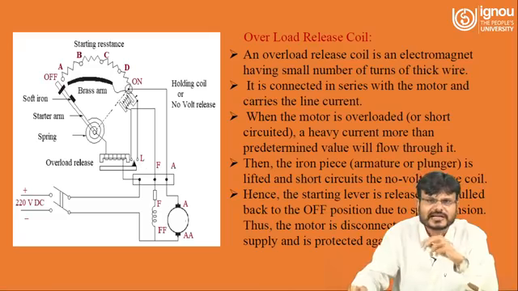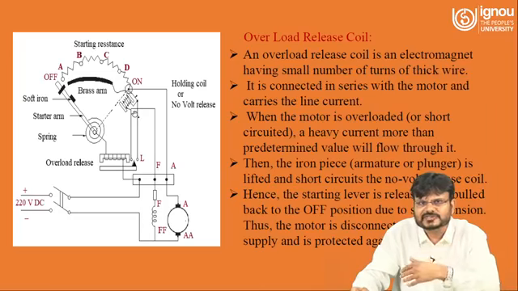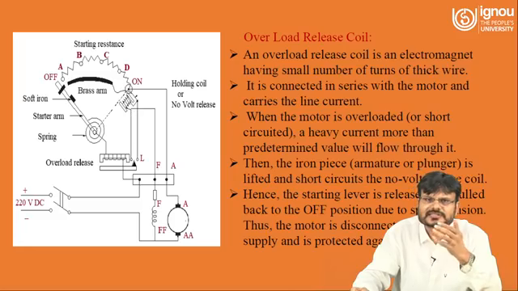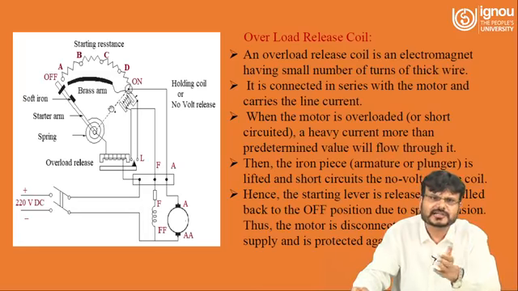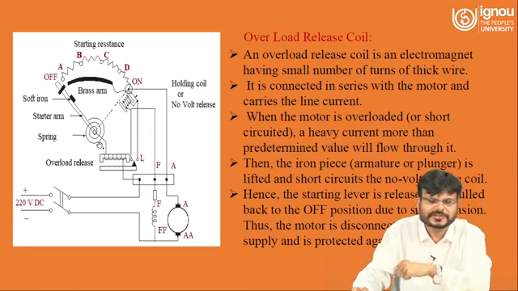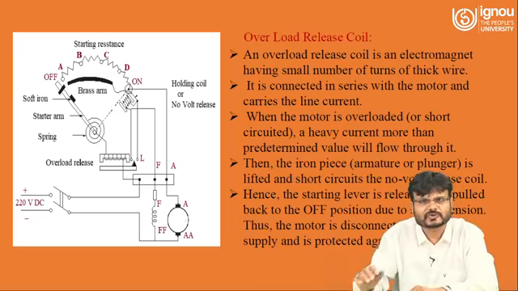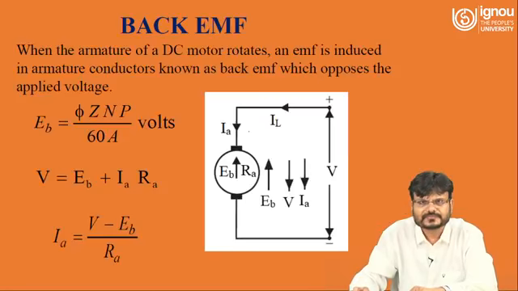So what will happen? As these two terminals are shorted, the current flowing through this electromagnet will be bypassed. If the current flowing through the no volt release coil is bypassed, it will be de-energized, and then again this starter arm will come to the off position due to the force generated by this spring. So this is the function of the overload release coil.